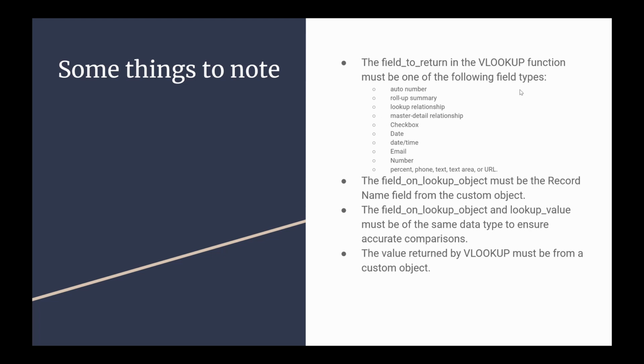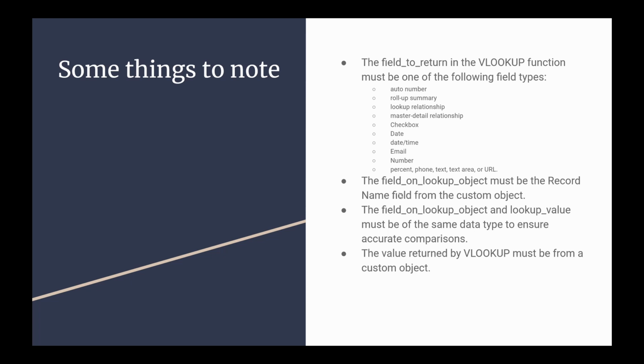Here are the field data types that are allowed for VLOOKUP: auto number, rollup summary field, lookup relationship, master detail relationship, checkbox, date, date time, number, phone, text. Commonly used, I would say, is text. It's just much easier, and I will show you an example in the video.